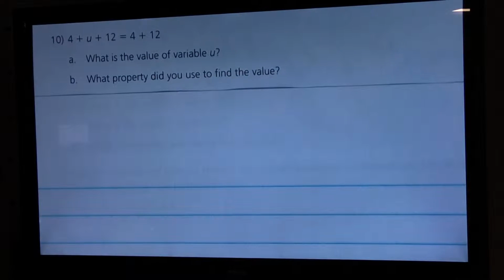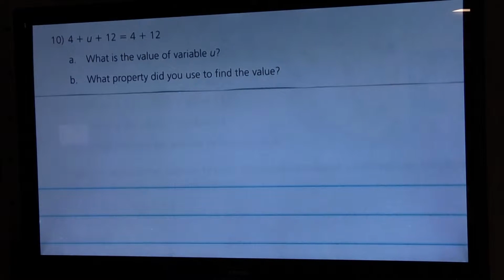My students were saying that they were having difficulty with number 10 on their homework paper. This item is an example of evaluating algebraic expressions, and in this case they want us to find the value of our variable, which is u, and they want us to explain which property we use to find the value.